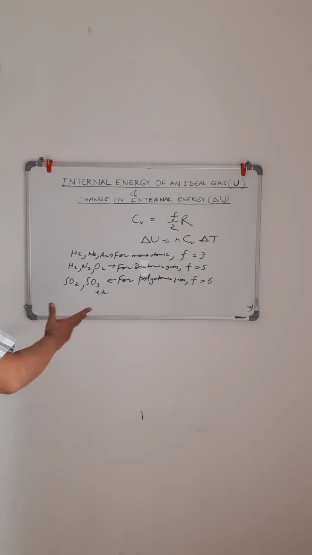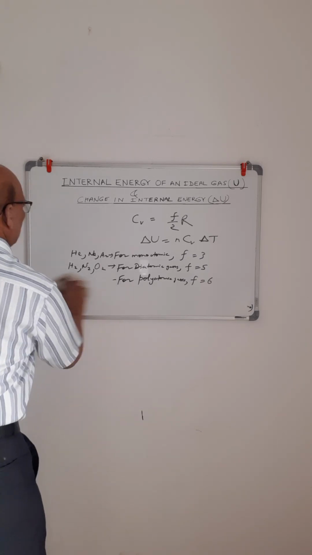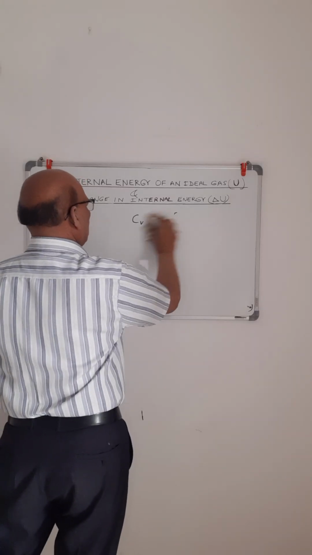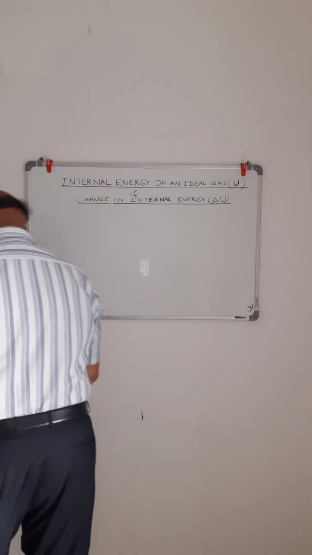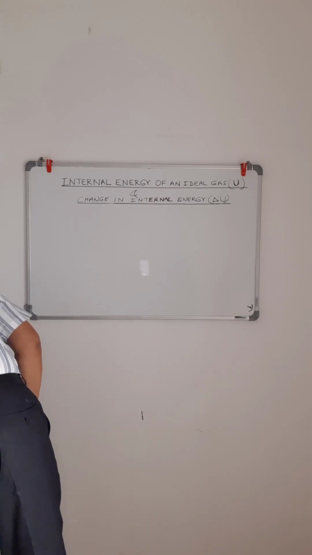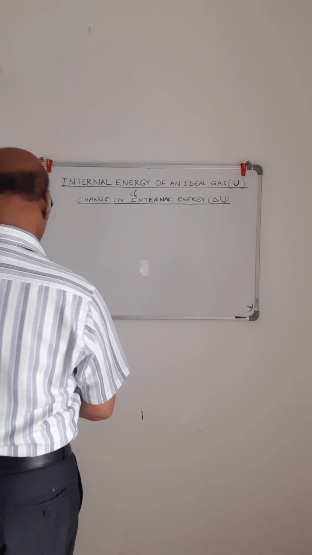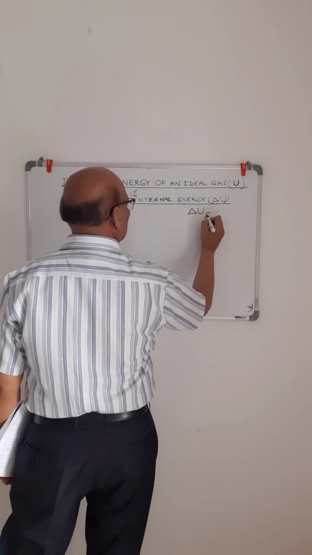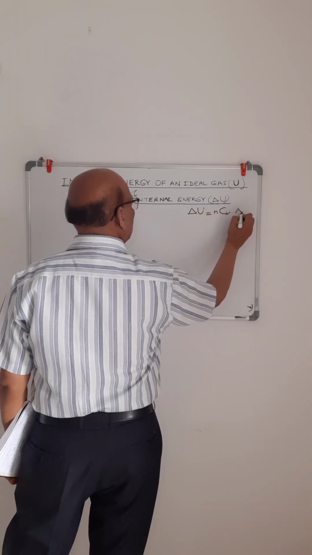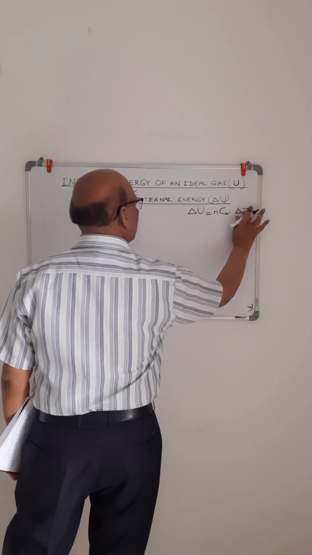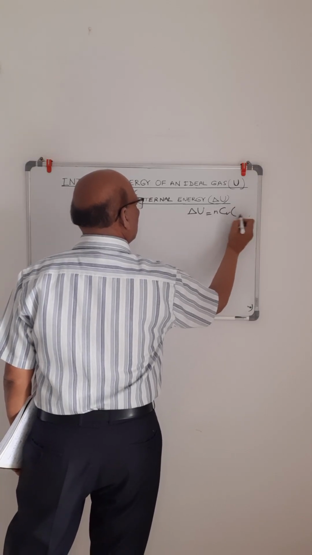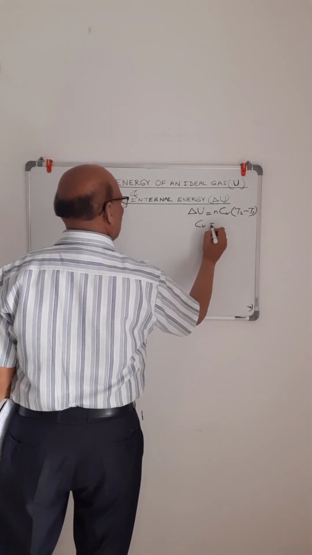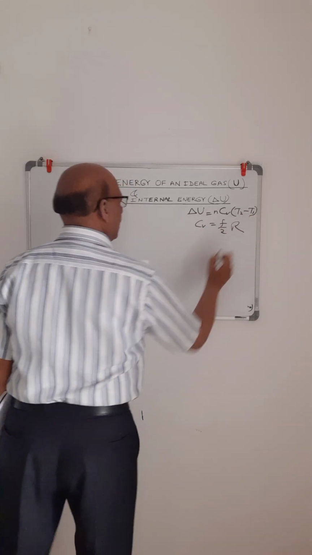Okay, so these are the formulas which we will use during our calculations for numericals asked in the past year exams. So we will take two examples to make it understand. So the formula is, I will write here delta U equal to nCV delta T, or I can write (T2 minus T1), and the other formula is CV equal to F by 2 into R.